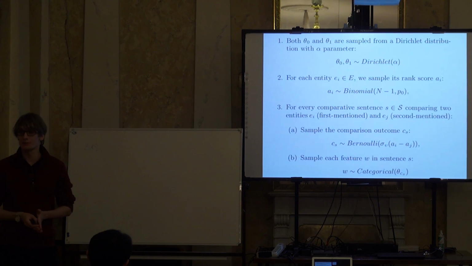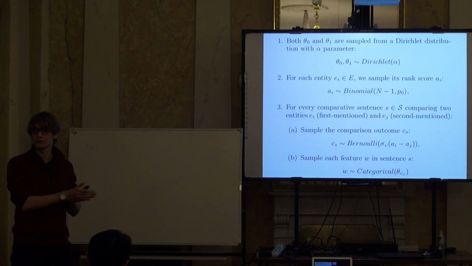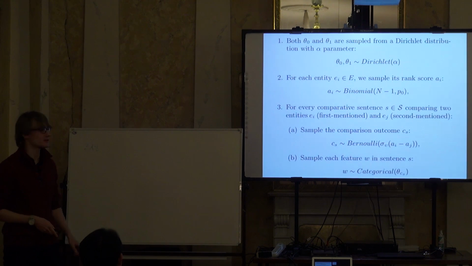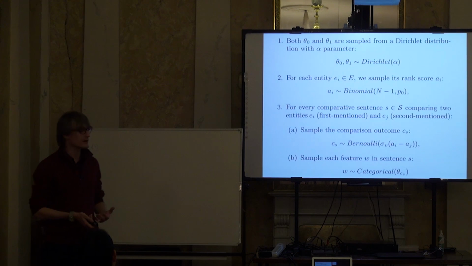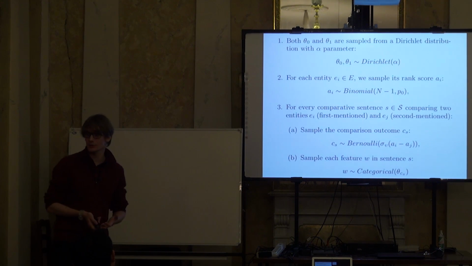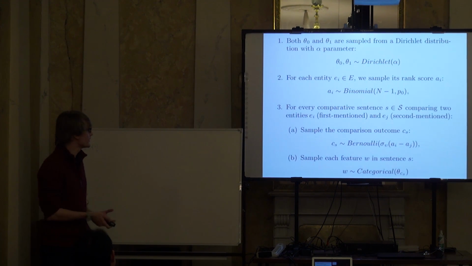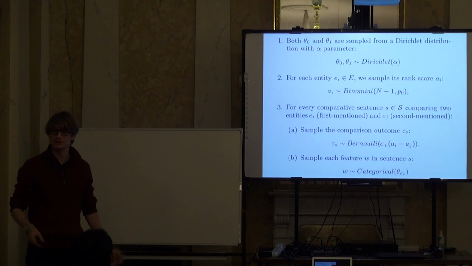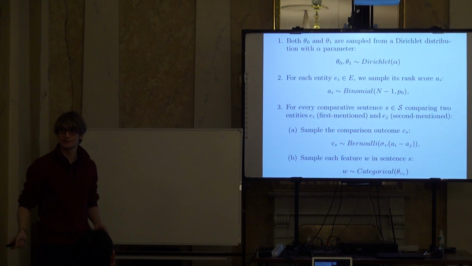Then each comparative sentence is going to move this rank towards minus infinity or infinity, depending on which entity is better, essentially ranking all the entities. For each sentence, we have a comparison outcome to sample, and then we have the features that compose the sentence. So this is a simple model of how people would come up with sentences for comparing entities.